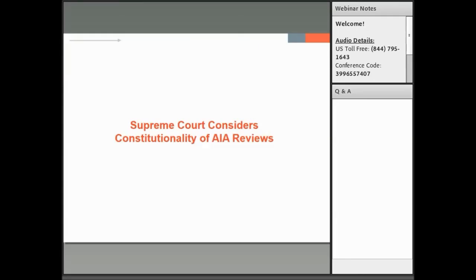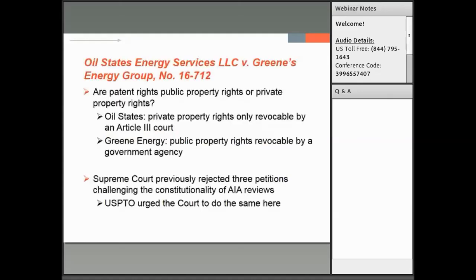Moving on to our last topic. So far we've discussed the popularity of the Patent Office as a venue for challenging validity and why it continues to be so, and the Patent Office's plan to improve or refine those proceedings. So now we get to take a look at the Supreme Court calling the whole system into question.